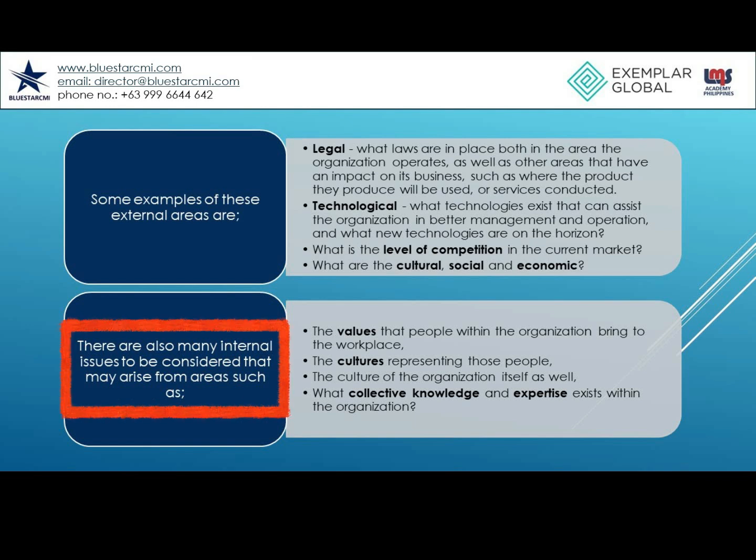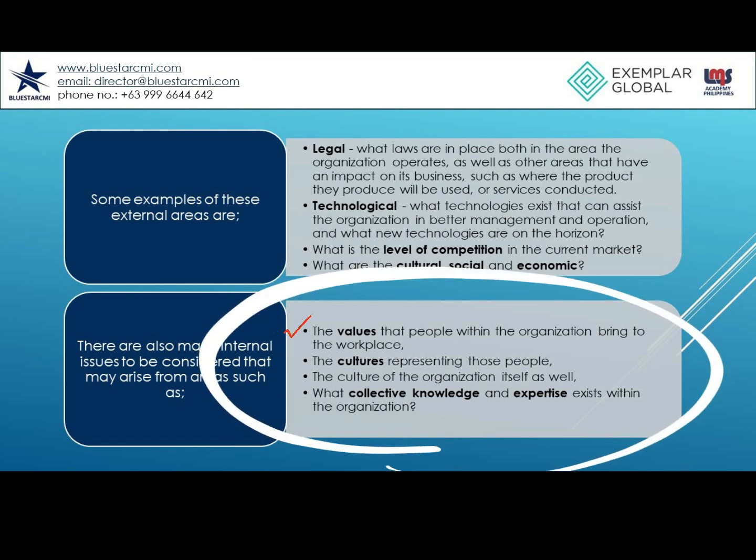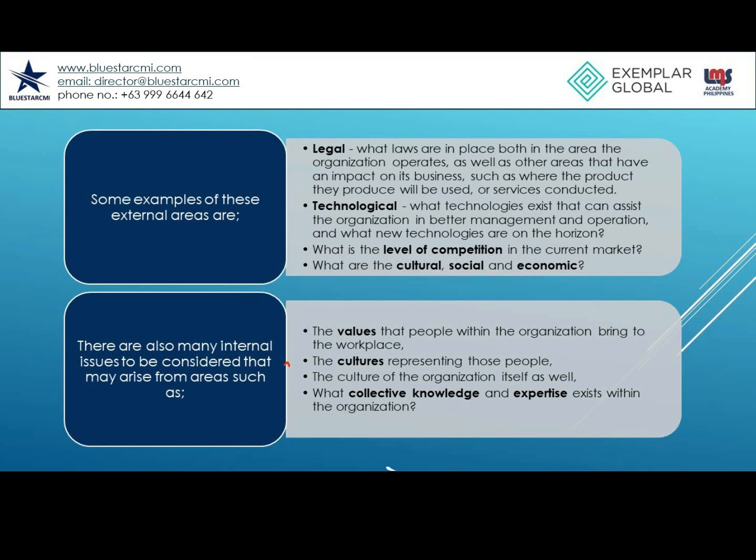There are also many internal issues to be considered that may arise from areas such as the values that people within the organization bring to the workplace, the cultures representing those people, the culture of the organization itself as well. What type of culture does the organization wish to develop and convey to its personnel and customers? And how do they nurture this culture? What collective knowledge and expertise exists within the organization, from experience of its personnel to past performance and operation of the organization itself? What knowledge and experience will have to be acquired to reach its strategic objectives?